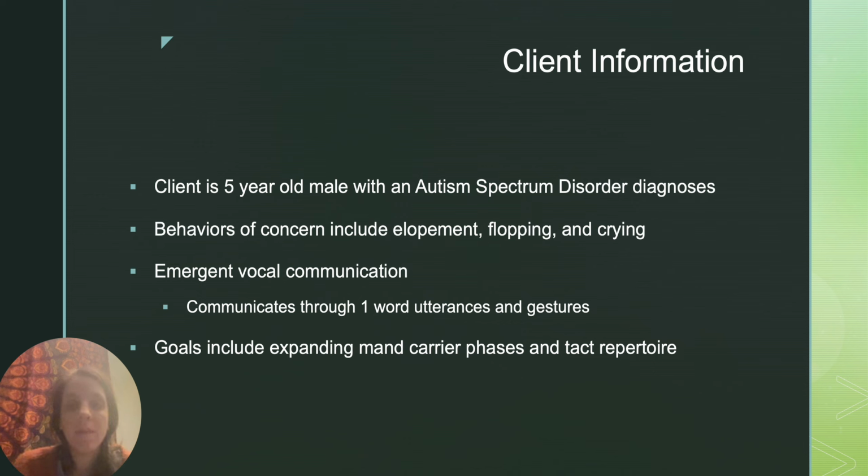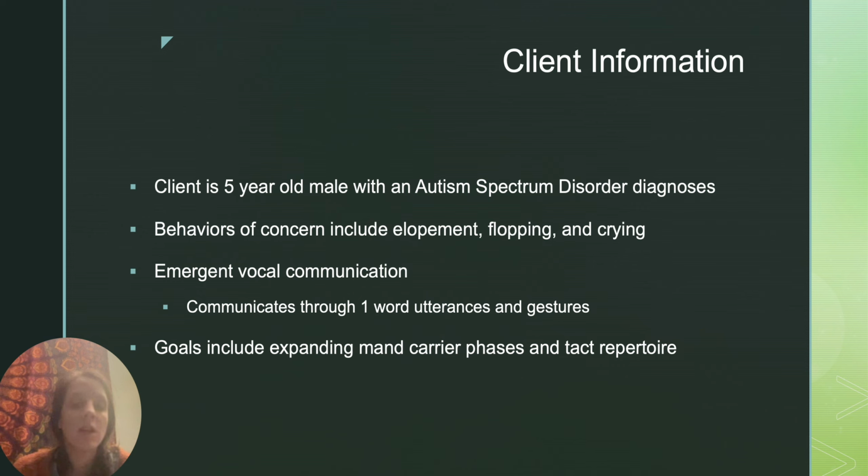To begin, my client information. My client is a 5-year-old male. He has an autism spectrum disorder diagnosis. His main behaviors of concern are elopement, flopping, and crying. With the elopement, this usually occurs during transitions from preferred activities to non-preferred activities. He may also sometimes elope when asked to do something he doesn't want to do, such as a work task.